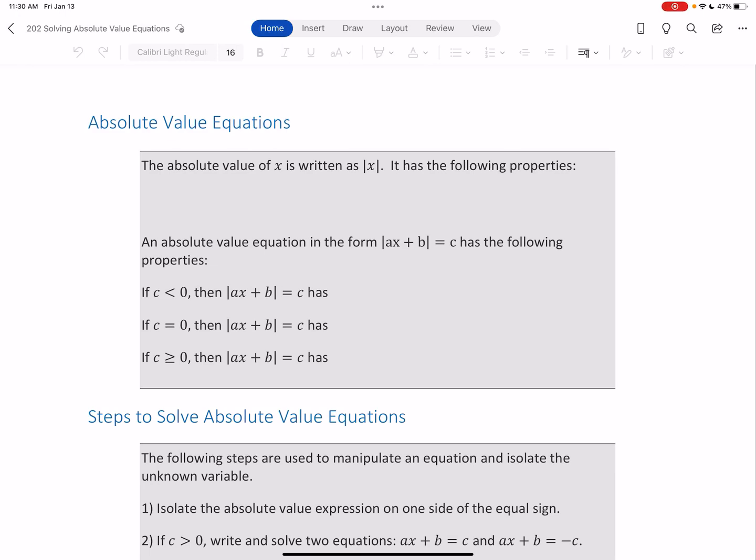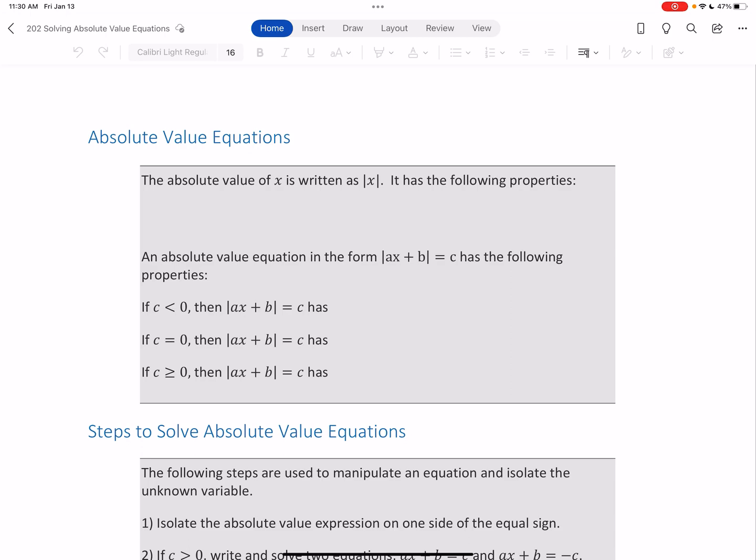Absolute value is a function that takes a number and makes it positive. If it's negative, it makes it positive. If it's positive, it keeps it the same. So we write it as these straight line bars, absolute value of x, like that.